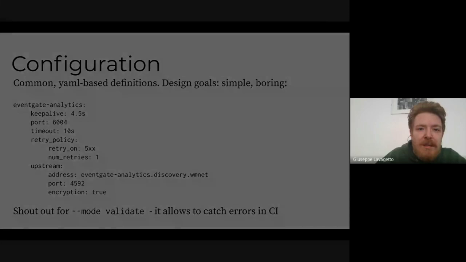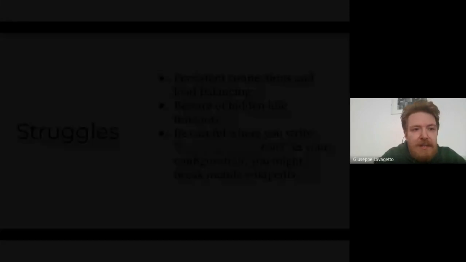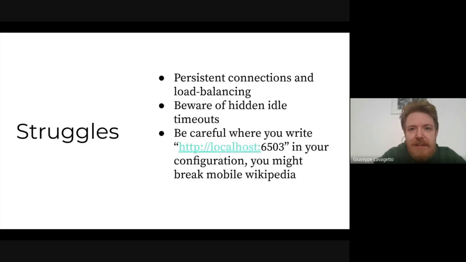Now, all transitions that happen in real life happen with some struggles. I want to name some of the struggles we had. And the first and foremost was that we use level 4 load balancing, which means that we balance connections, IP connections, and not requests. Now, Envoy tries to funnel as many requests as possible across the same connection. That's one of its strengths, one of the reasons that we made big gains later.